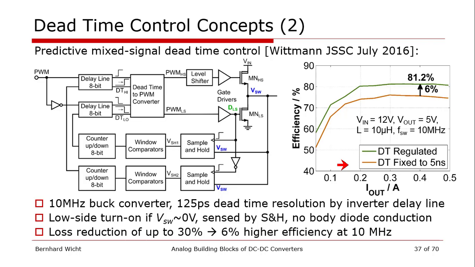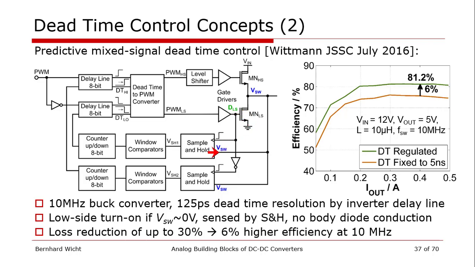The most effective but also most complex is a predictive dead time control. This is actually what my group implemented a couple of years ago, and there are various more examples. What we do is look at the switching node voltage if we turn on the low side device, and we want to make sure that we switch if the switching node is around 0 volts.